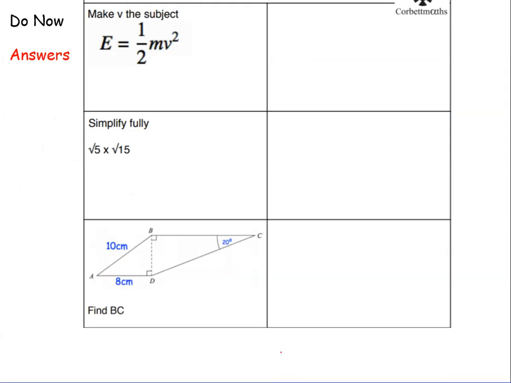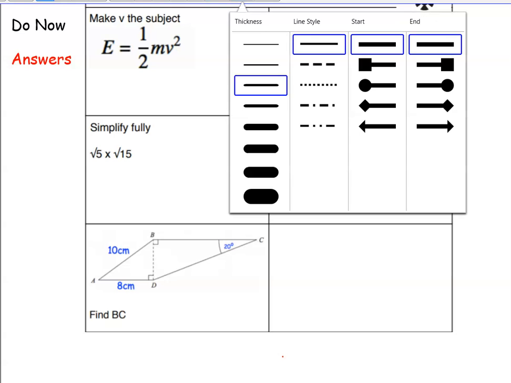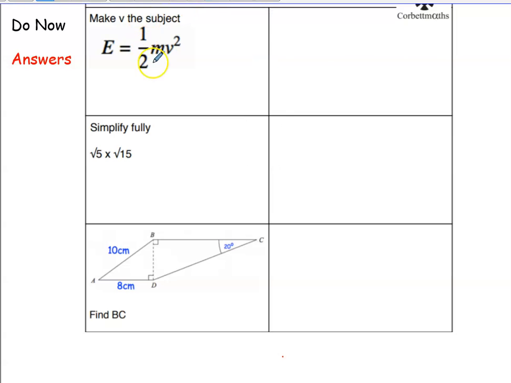So let's go through the answers. In terms of answering this one here, the main thing you need to remember is we're timesing this by a half. We want to make V the subject. Timesing by a half, you could actually write this like this instead: E equals mv squared over 2, because that's the same as multiplying by a half. So to start rearranging the equation, we multiply both sides by 2.